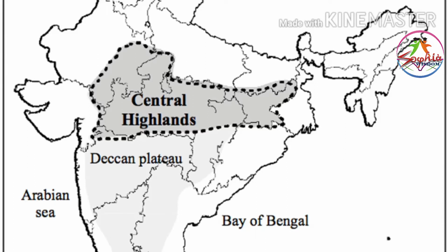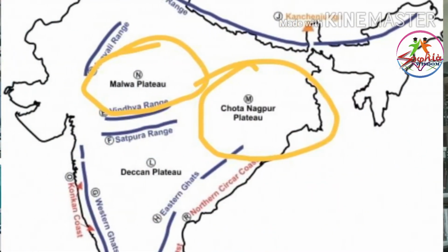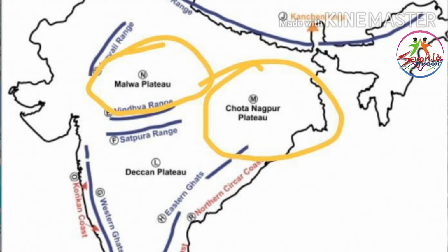When you check the physical map of India, you can identify the Central Highland to the south of the Gangetic Plain and north of the river Narmada. The prominent plateaus here are the Malwa Plateau on the western side and, towards the east, the Chota Nagpur Plateau.